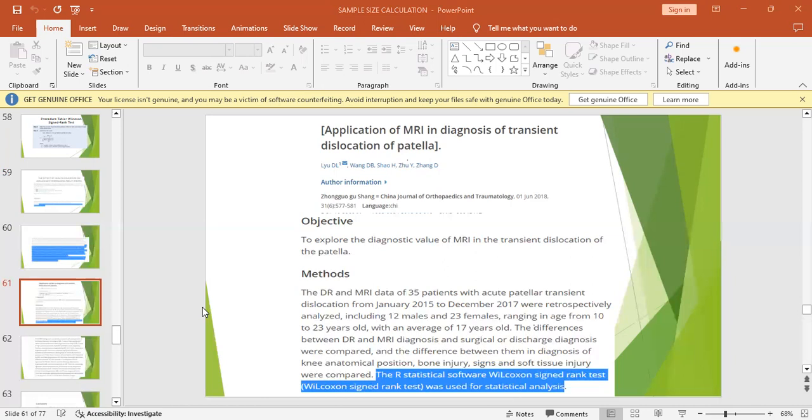The differences between diagnostic radiology and MRI diagnosis and surgical or discharge diagnosis were compared, and the differences between them in diagnosis of knee anatomical position, bone injury signs, and soft tissue injury were compared. The R statistical software and the sign test were used for statistical analysis.